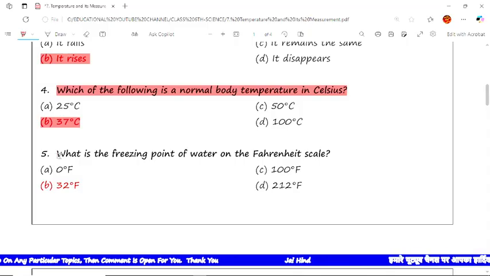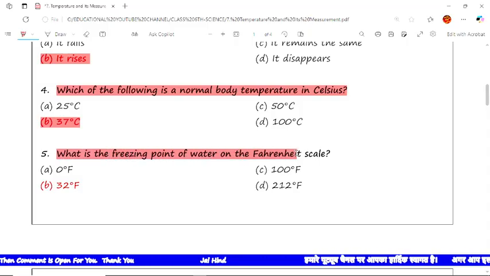Now the next question is, what is the freezing point of water on the Fahrenheit scale? The options are 0 degree Fahrenheit, 32 degree Fahrenheit, 100 degree Fahrenheit and 212 degree Fahrenheit. The correct option is 32 degree Fahrenheit. So B is the correct option.